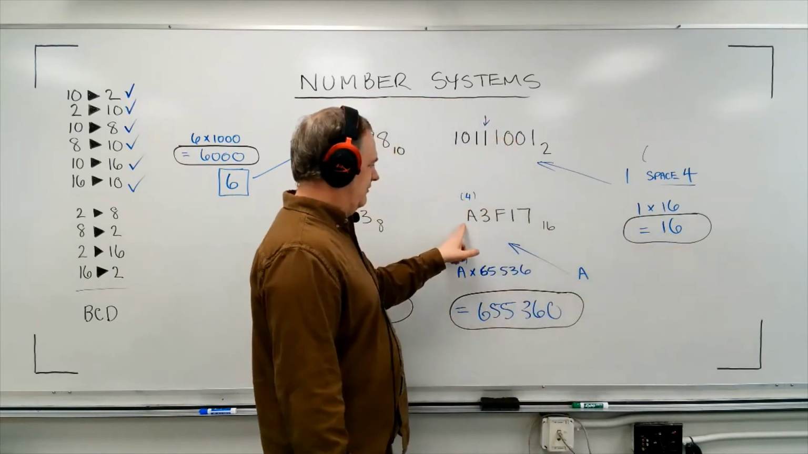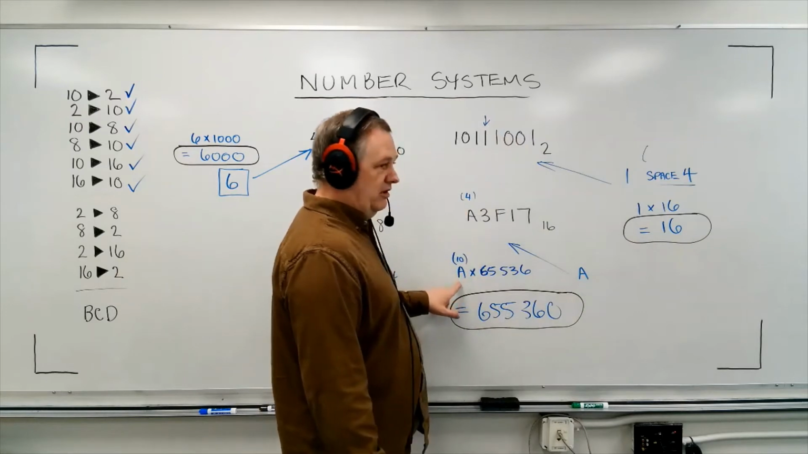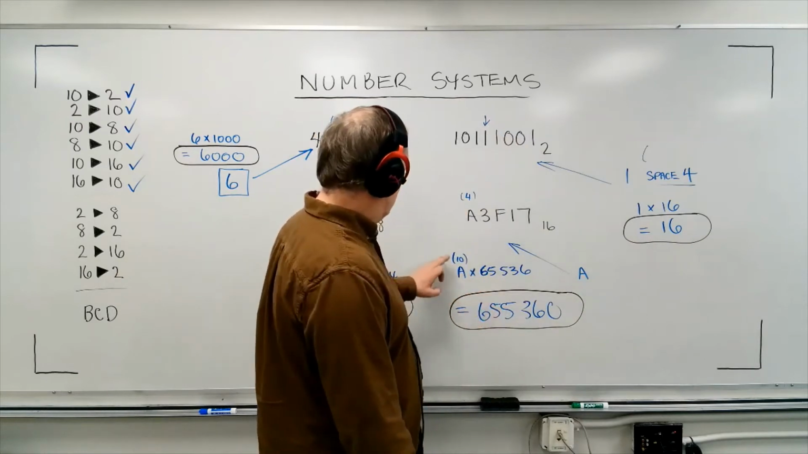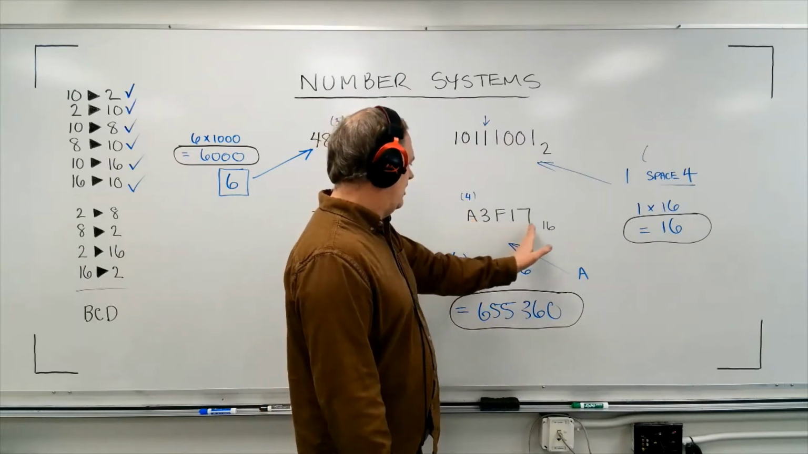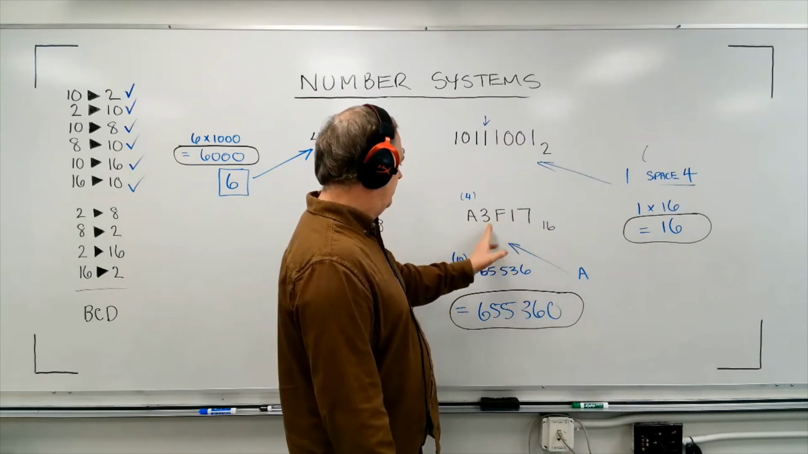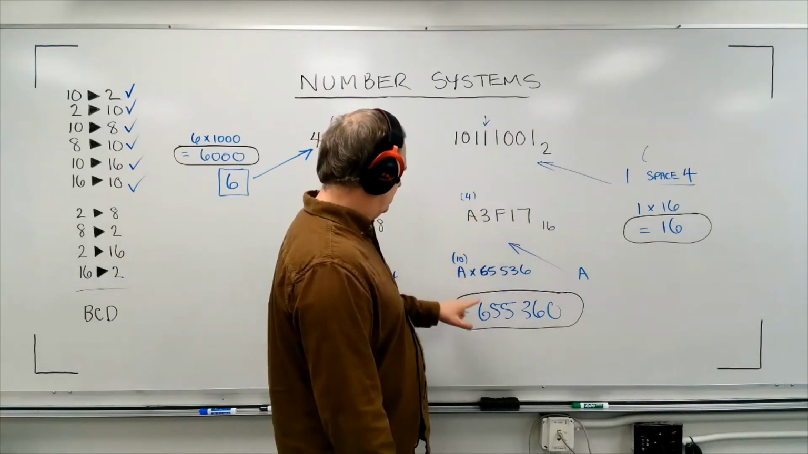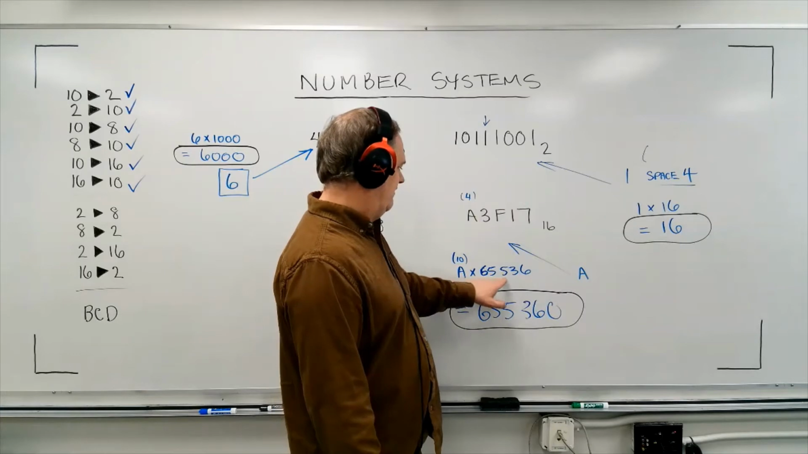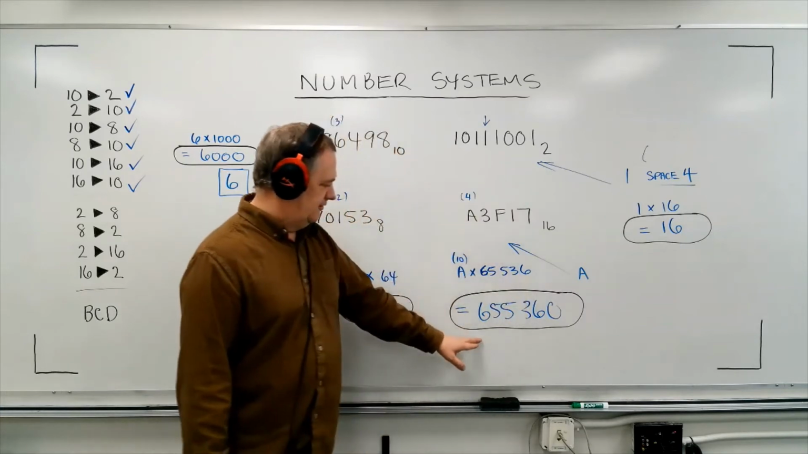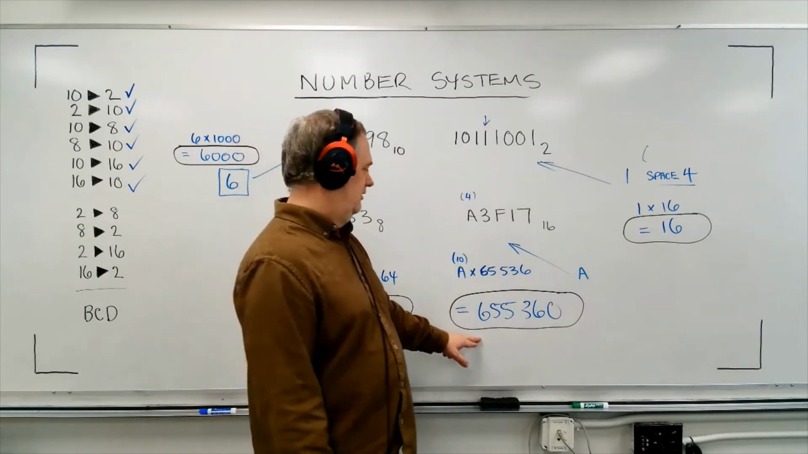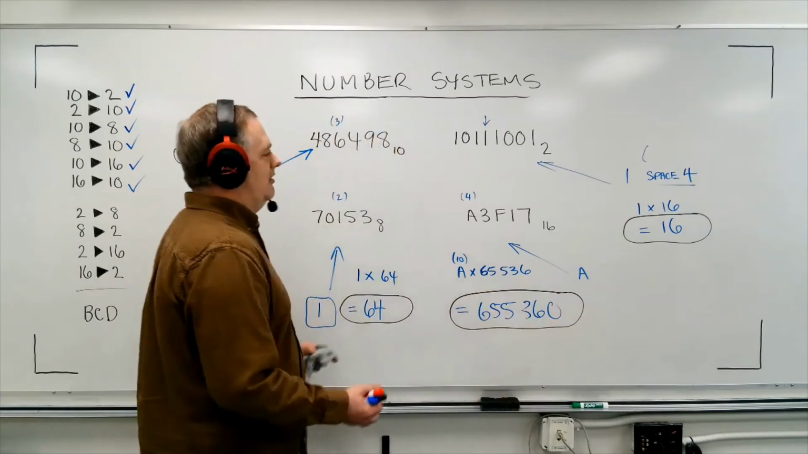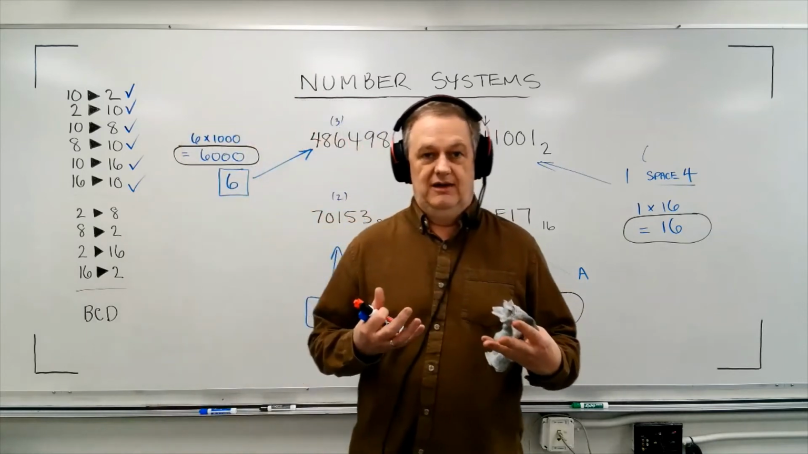This one is a little bit of a different story. The A, remember, is equivalent to 10 in terms of the symbols. And the valuation of this column is essentially 1, 16, 256, 4096. And this column is worth 65,536. And when you multiply that by 10, the answer is 655,360.